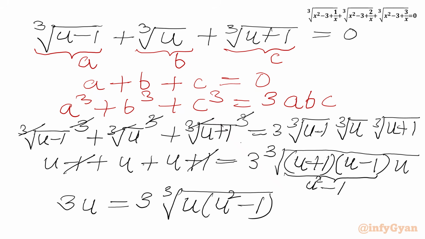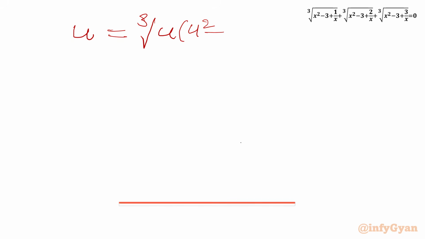Now we have 3 on both sides. So let us divide by 3 both sides so that 3 will be cancelled out. 3 over 3 is 1. 1 times u is u. 1 times cube root of u times u square minus 1 is cube root of u times u square minus 1. So we will get u equal to cube root of (u times u square minus 1).